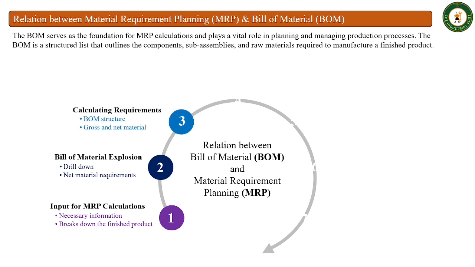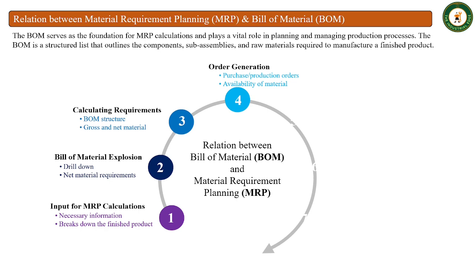Third point, calculating requirement. MRP uses the BOM structure along with other data like the master production schedule, inventory level, and lead time to calculate gross and net material requirement for each component and raw material. Fourth, order generation. Based on the calculated requirement, MRP generates a recommendation for purchase order or production order for the component and material needed.